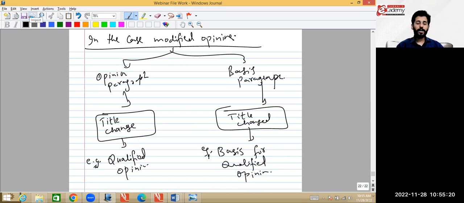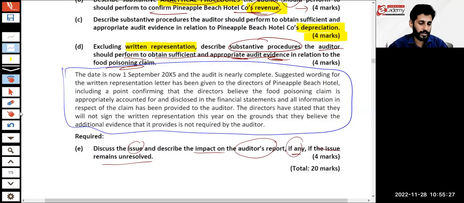Now, one more important thing is when you are covering the written representation. The date is now 1st September. Now, you know what written representation actually is? Written representation means the company is providing the statements and you have to sign it. And it should be given at the review stage. The audit is nearing completion. Suggested wordings for the written representation letter have been given to the Pineapple Hotel, but the directors have stated that they will not sign it. They are not signing the written representation.